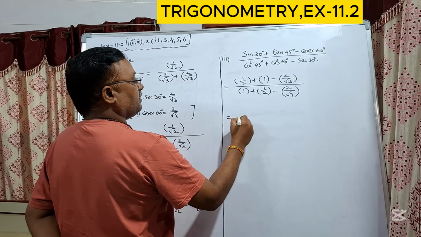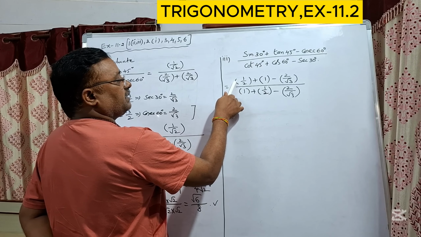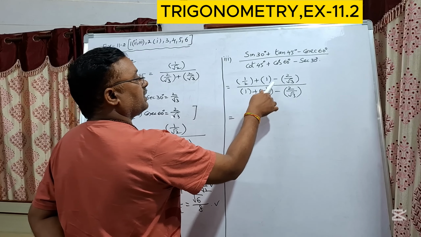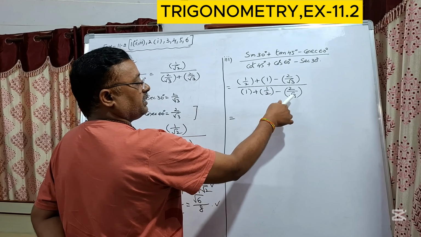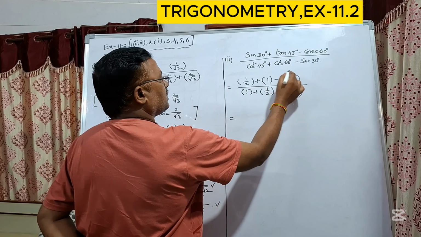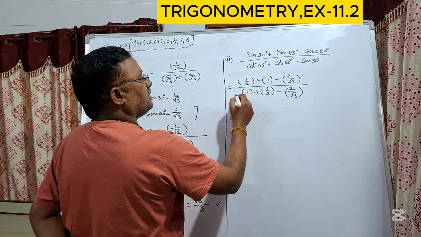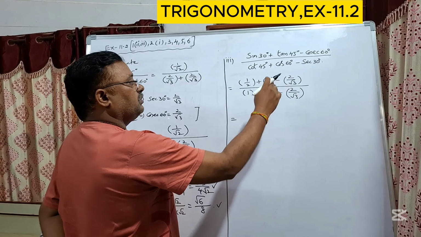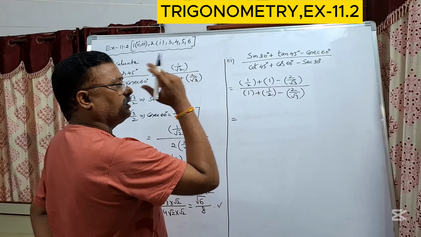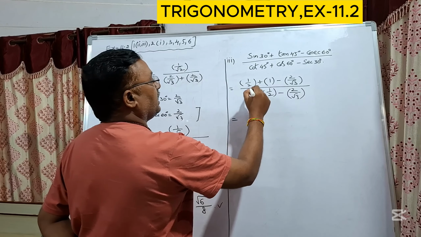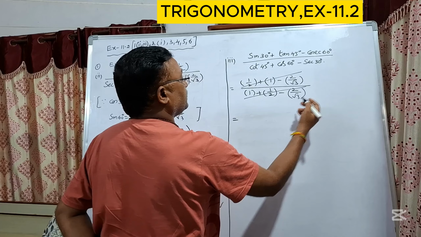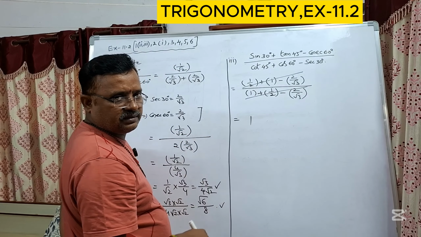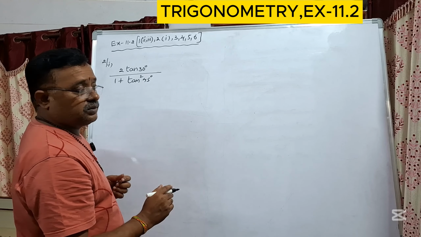Now plus 1 by 2 is there in numerator and denominator. Plus 1 is there in numerator and denominator. Minus 2 by root 3 is there in numerator and denominator. So the total value of the numerator is equal to the total value of the denominator. Have you understood that? So without doing any extra simplification, by that special observation you can tell the numerator is getting cancelled with the denominator. Therefore the answer is 1. Got it?